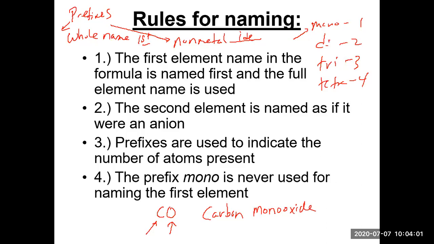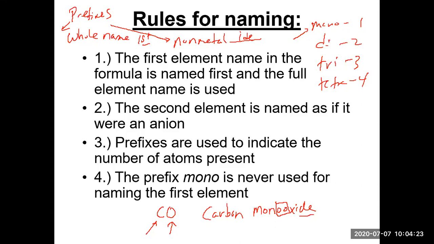We use our second name with the -ide ending, but we also will sometimes have this happen here, where we get a couple of vowels that sort of back up to each other. So if we left it the way it is, we would call this carbon monoxide, which is not really what it's called, as you might know.